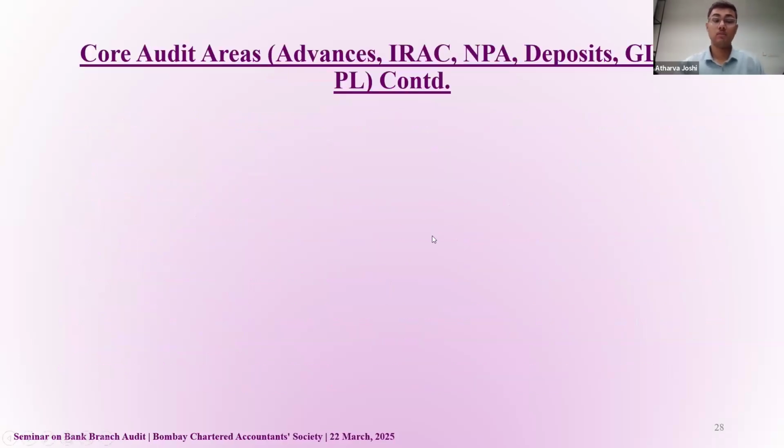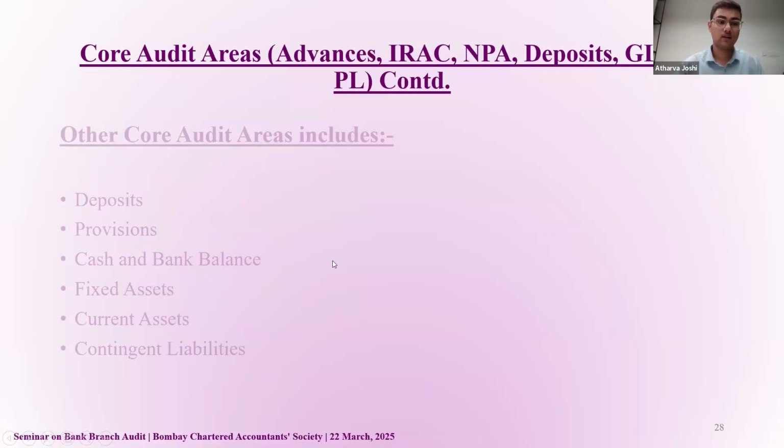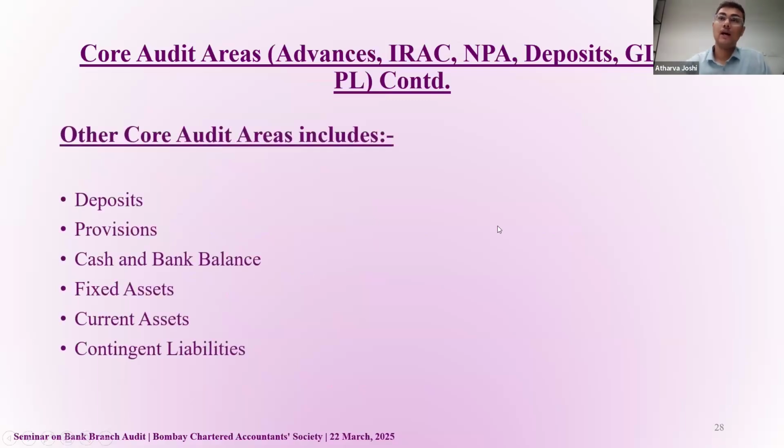So let us now see some other core areas of audits. Other core areas include the items of the balance sheet and profit and loss account. As we can see on the screen, there are deposits and provisions, which are a part of the liability side of the balance sheet. Then cash and bank balance, fixed assets, current assets. These are a part of the asset side of the balance sheet. And lastly, contingent liability, which is an off-balance sheet item. So these are the other areas which we shall have a look over.